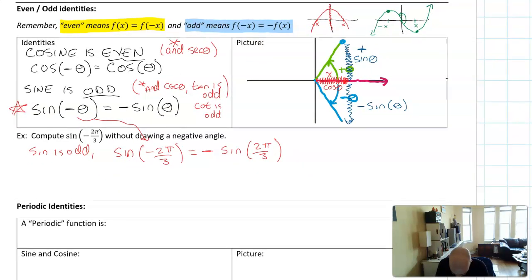Well, okay, I know what 2 pi over 3 is. That's this angle in this quadrant. So that height would be root 3 over 2 with a hypotenuse of 1. So then I know that the opposite of that would be the opposite of root 3 over 2, which should be the sine of negative 2 pi over 3. So there's a good way to use even-odd identities: to just simplify your angle calculations if you don't feel like dealing with negative angles.